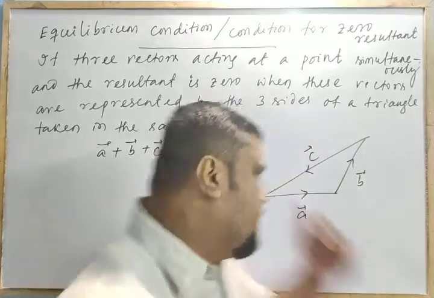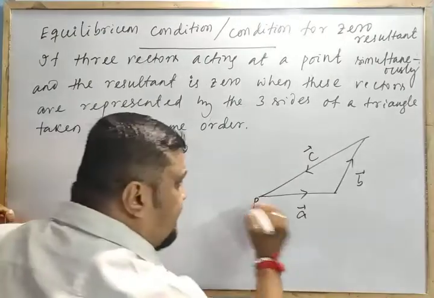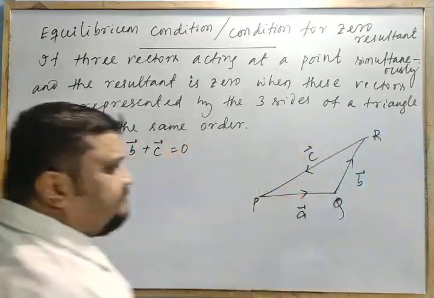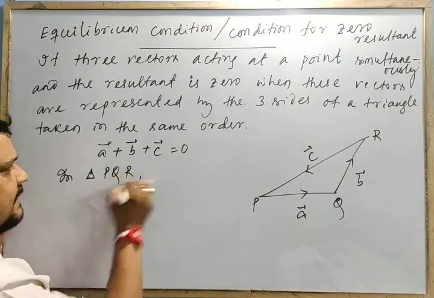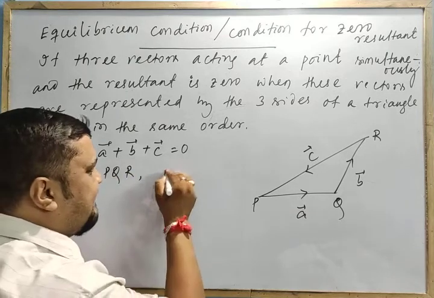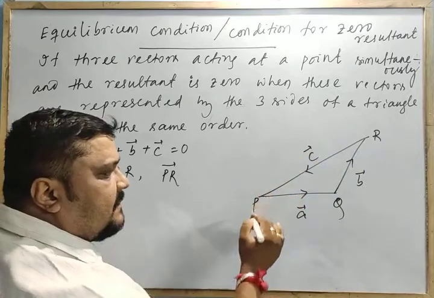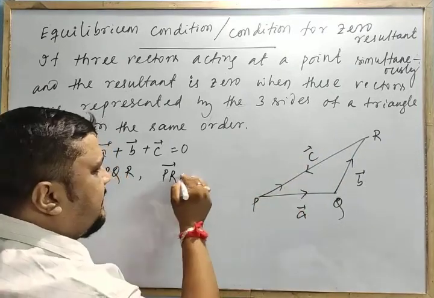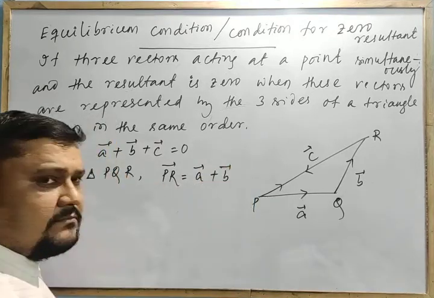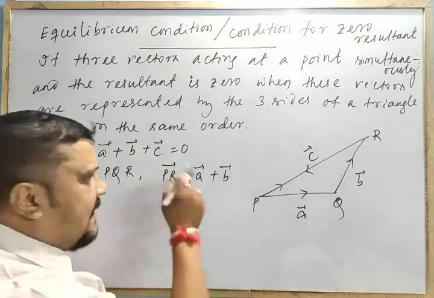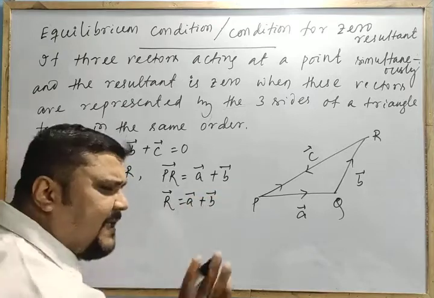Now, from here, how will we prove this? Let us take the triangle as PQR. In the triangle PQR, use the triangle law. What is vector PR? P to R, not R to P. This P to R is the resultant. P to R is equal to vector A plus vector B according to the triangle law. Let this PR be R. So R is equal to A + B. We already know that.